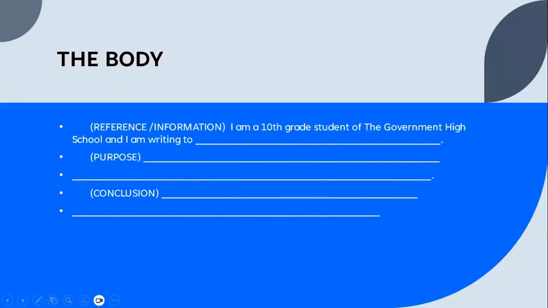Now we go to the body. When you first wrote the definition of the letter, you saw RIPC. So we're going to learn a lot about what RIPC stands for. RIPC stands for your reference, your information, your purpose, and your conclusion. So we're still looking at the format now.